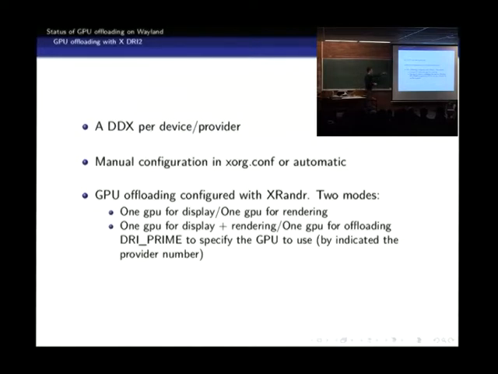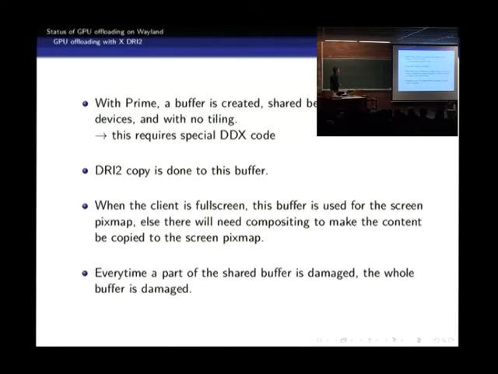So here, you will have to configure this mode. Each device will have a provider number, and you can specify which provider number will be for displaying and which for offloading. And with DRI prime, you can say, provider 1, I want to use this provider for rendering. And often, 0 is the one displaying, and 1 is the second one, so that's why you use DRI_PRIME=1 always when you want to use the secondary device.